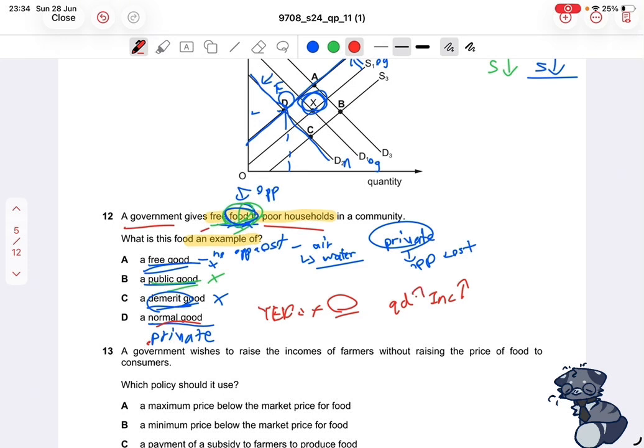But it is also a private good because it faces an opportunity cost when produced. So is that true? Yes, if you produce food, then you will face an opportunity cost. And also, food is a type of good that if your income increases, you will want to buy more of it as well. So that makes sense. Well, this makes sense out of all the options. So for number 12, our option is D, and that is correct.